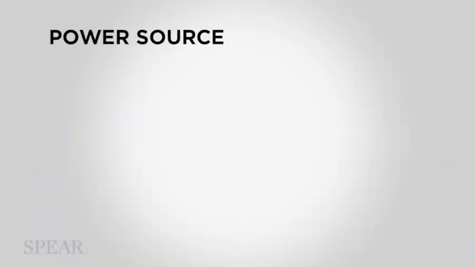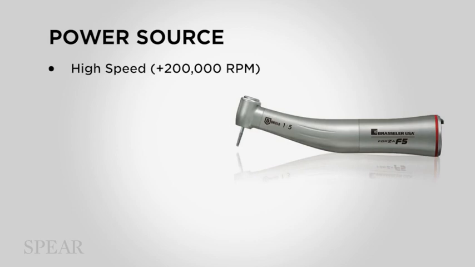Right. So let's talk about the power source. On the high-speed side, you want a high speed that runs anywhere from 200 to a couple 100,000 RPM as a minimum. But the key here is torque. And when it comes to torque, there's nothing that can replace electric handpieces.